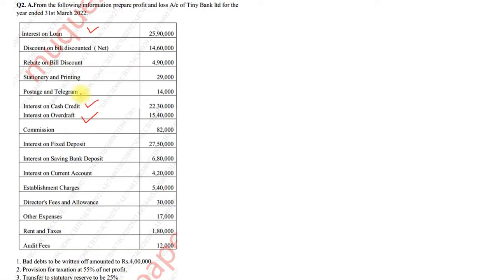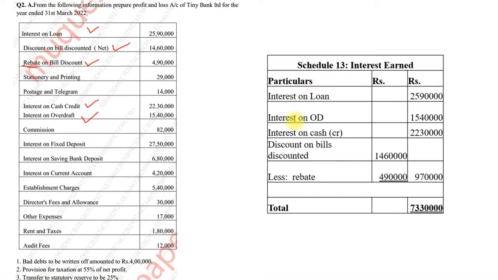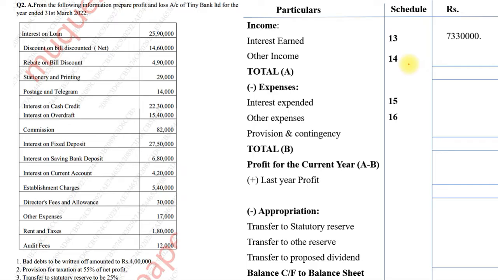We have bill discounting less rebate of bill discount. Always remember, rebate will always be less. So based on that, we have interest on loan, interest on overdraft, interest on cash credit, and discount on bills discounted less rebate. We get the totals, and the total comes to 73 lakh 30,000. Once we have noted that down, we can apply it into our format. So schedule number 13, 73 lakh 30,000. That's our interest earned.